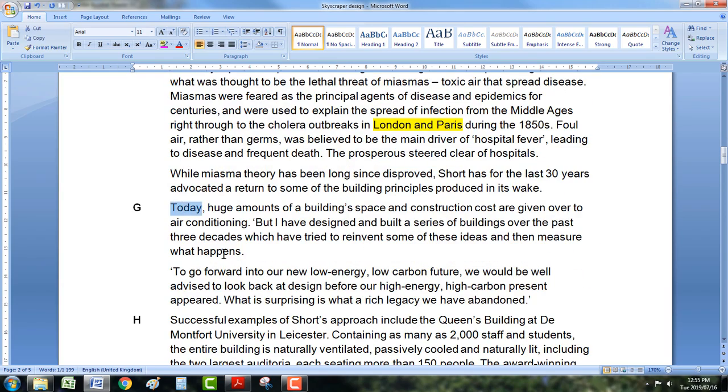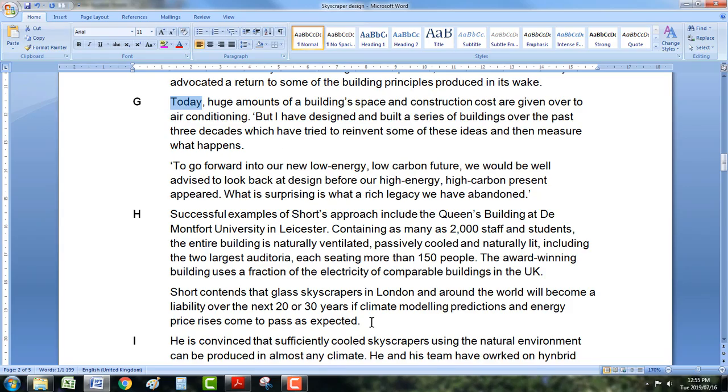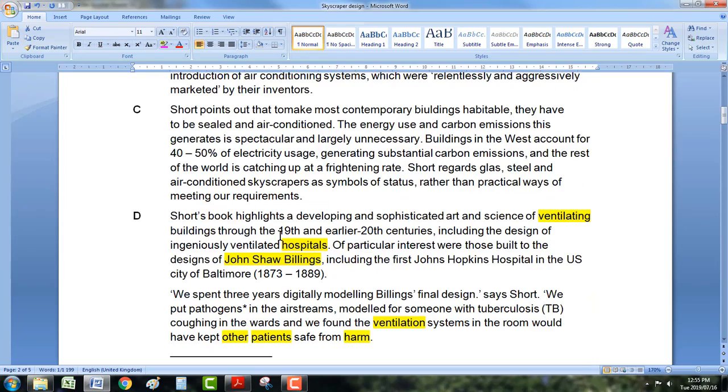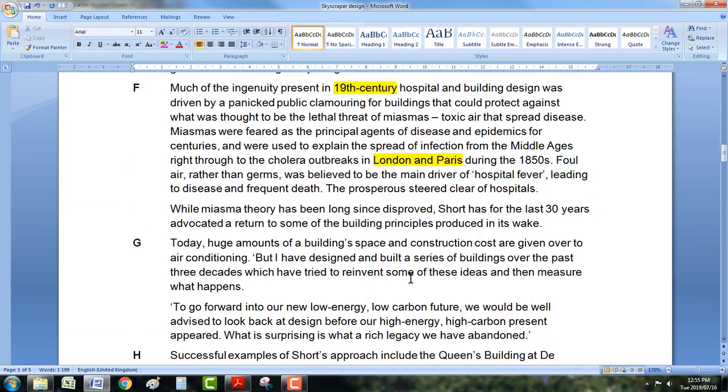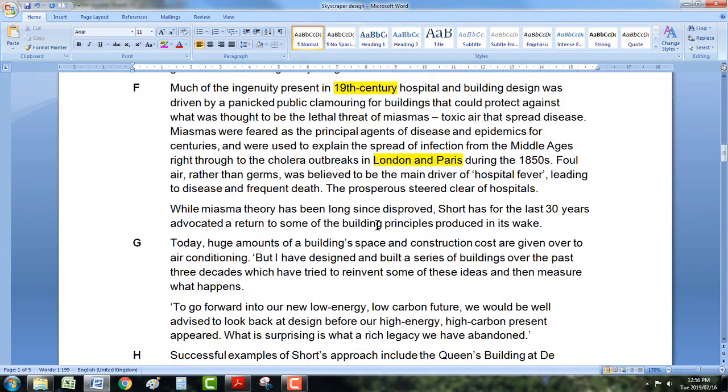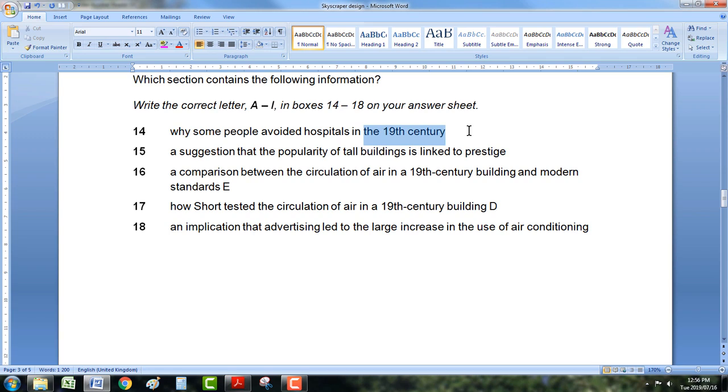Please notice that that's today. So now they're moving on to talk about the present. So this is all 19th century stuff that starts over here, as we learned from the summary. So this was the test over here, paragraph D. And then again, we've got more 19th century stuff. So again, it's going to be in these 3 paragraphs that we've been looking at already.